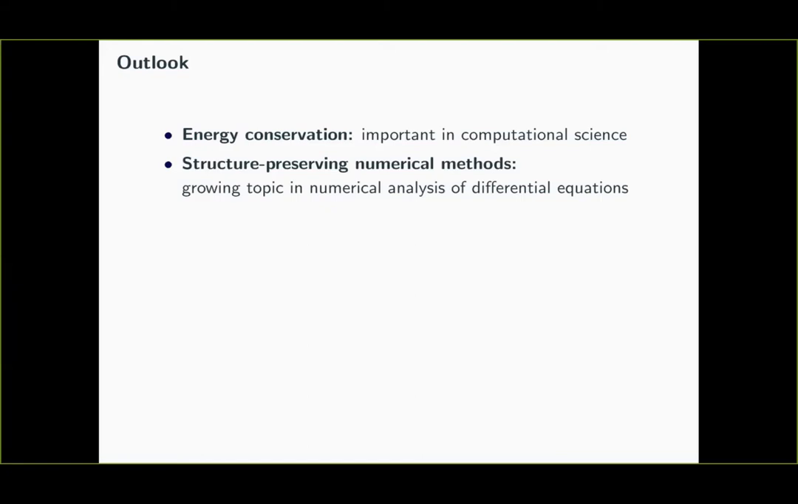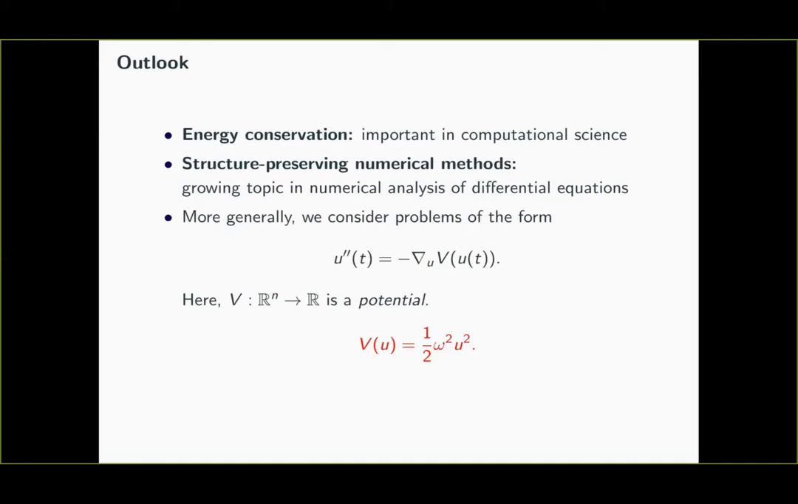Last but not least, the harmonic oscillator is, of course, a very special example. Whenever physicists are bored of the harmonic oscillator, it actually comes in different variants. More generally, we might be interested in second-order differential equations of the following form, namely u double prime of t equals the negative gradient of V evaluated at u of t, where in that case, V is a potential function. V can be quite nonlinear.